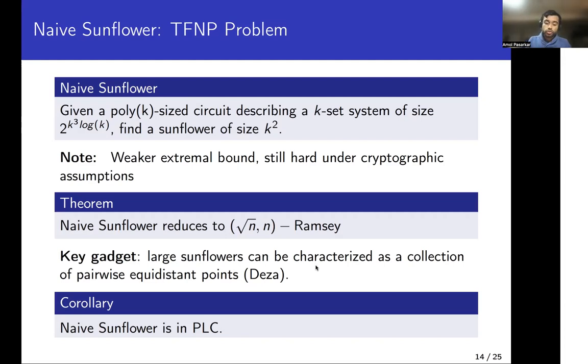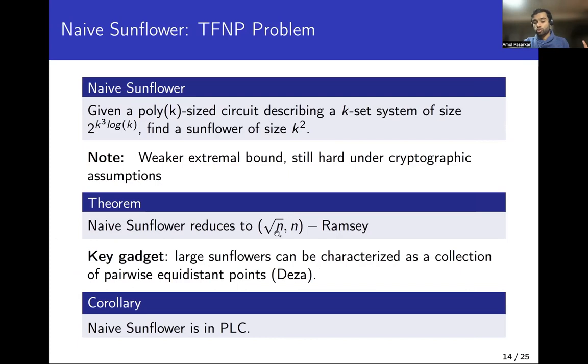So this line of reasoning shows that naive sunflower actually belongs to PLC, since r comma n Ramsey belongs to PLC. So the reduction essentially takes naive sunflower, reduces it to r comma n Ramsey. In this case, it reduces it to square root of n comma n Ramsey. So r is equal to square root of n. And that problem then directly reduces to PLC.